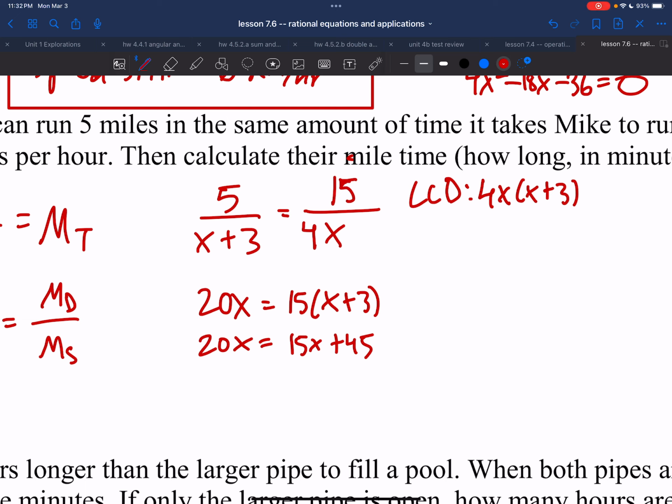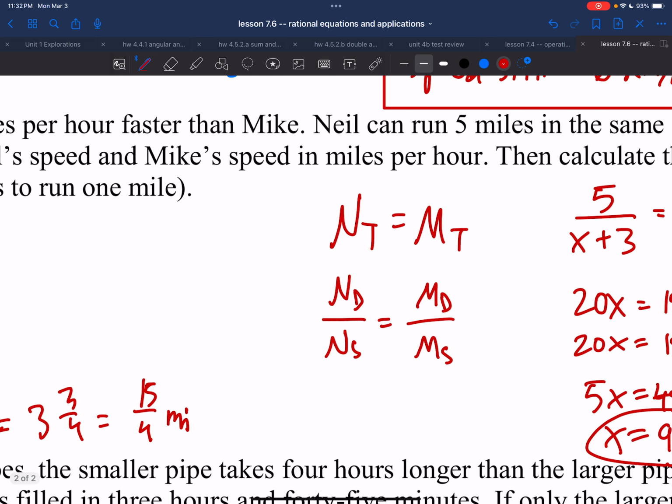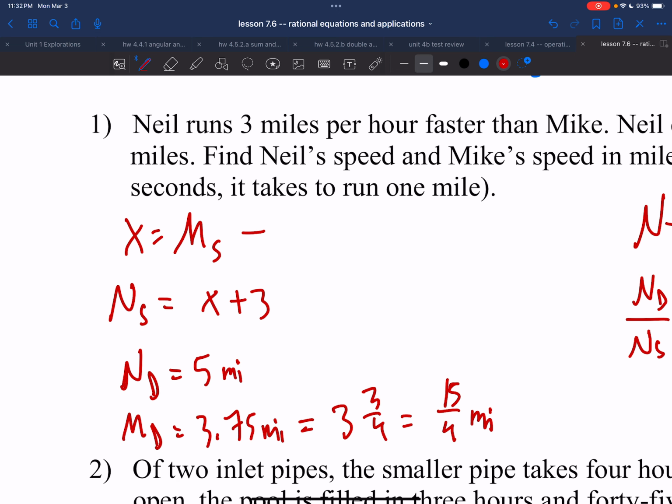Get the x's on one side, because this is just a simple linear equation. You should get 5x equals 45. Therefore, x is 9, if you divide both sides by 5. 9 miles per hour. Okay? And who is this? This is Mike's speed. Is 9 miles an hour.